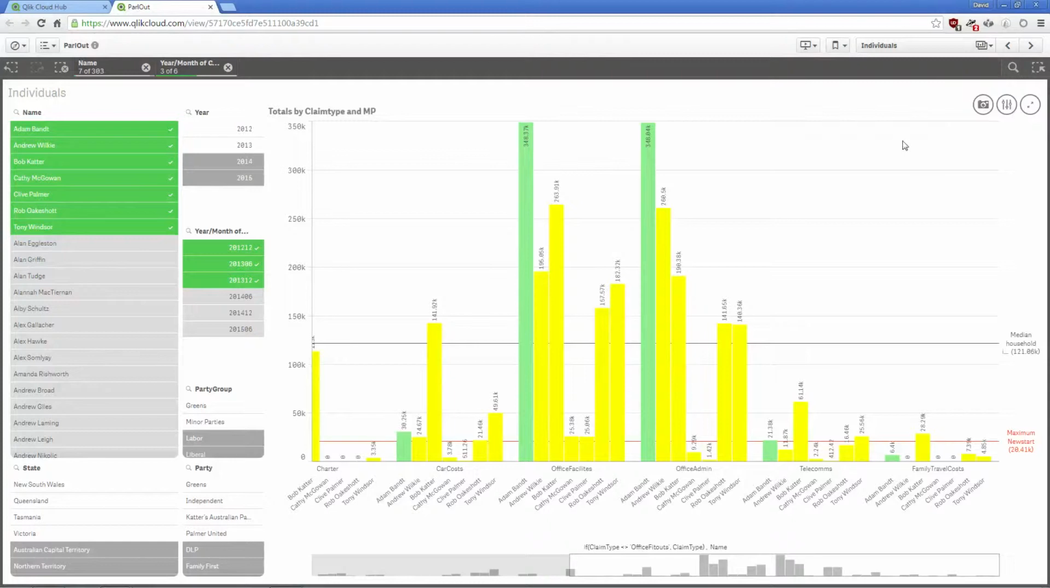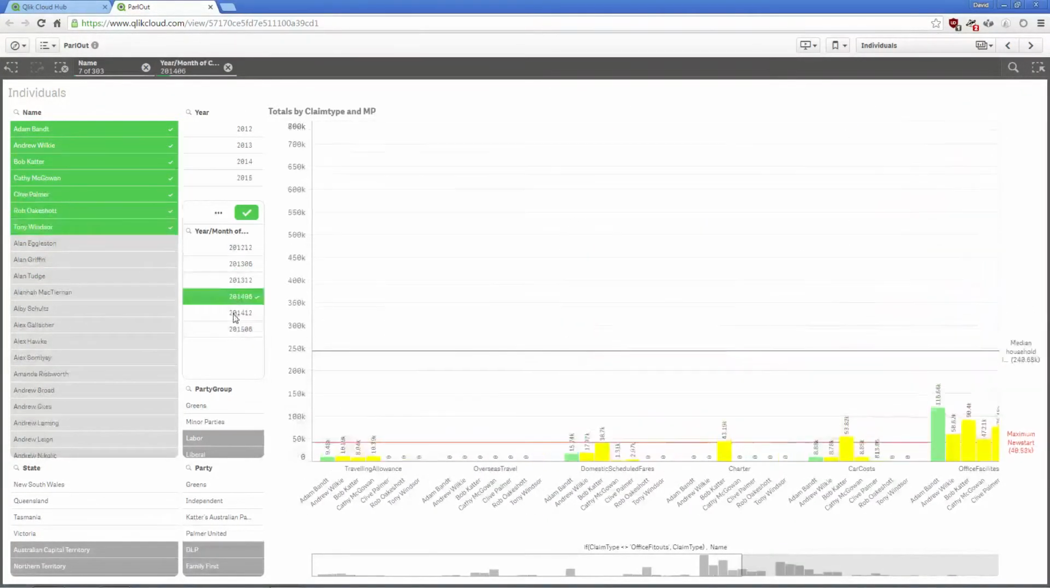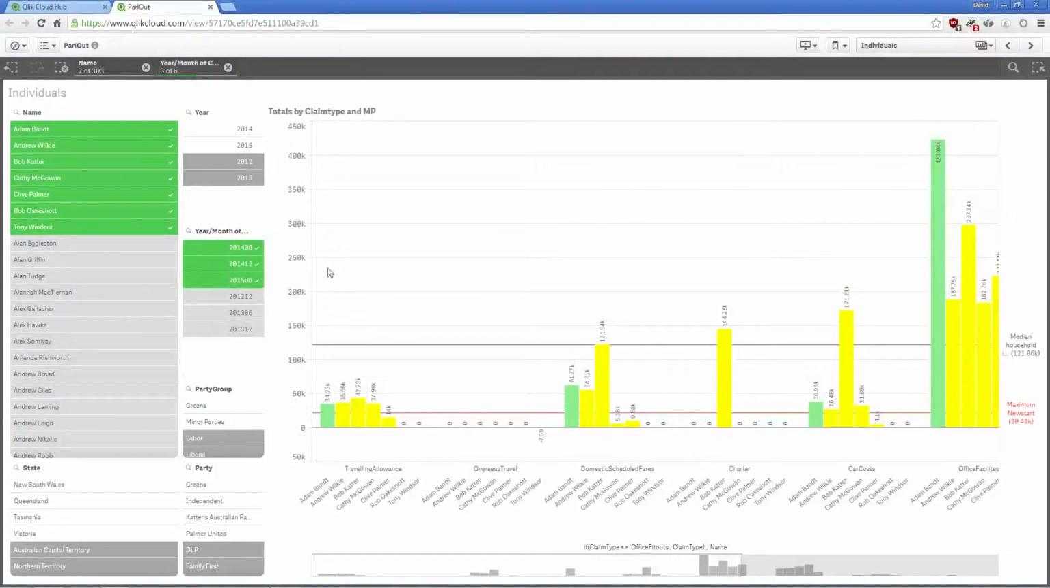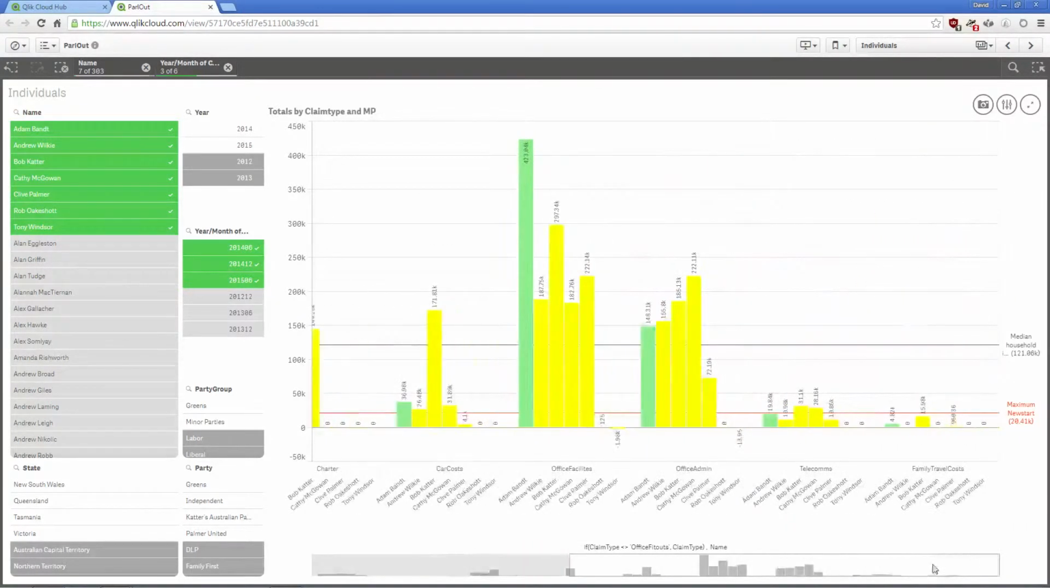And if I go forward to the current Parliament reporting, we swap out Rob Oakeshott and Tony Windsor for Cathy McGowan and Clive Palmer. Clive hasn't done a huge amount. We've still got Katter dominating most of the travel-related stuff, and Adam Bandt still spending a fair amount, but not as much as before, with both of them quite high.